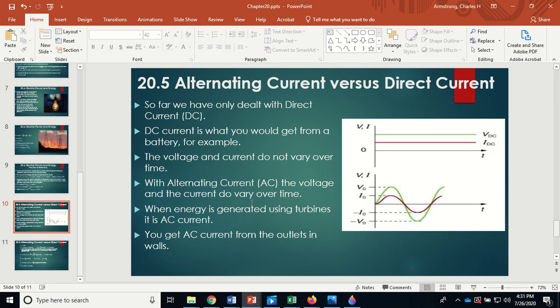But with AC, alternating current, the voltage and the current do vary over time. When the energy is generated using turbines, it is AC current that you're getting. You get AC current from the outlets in walls. And your lights actually flash on and off. Most lights flash on and off really quickly. You can't tell they go off and on, off and on, but they do. So this would be DC. The voltage stays constant, the current stays constant. But for AC, they're fluctuating. You got 0 volts up to a maximum, down to 0, down to negative, up to 0, back up. The same thing happens with the current.